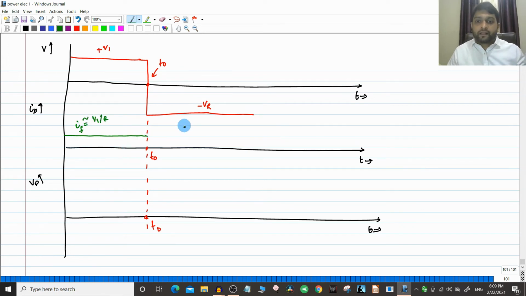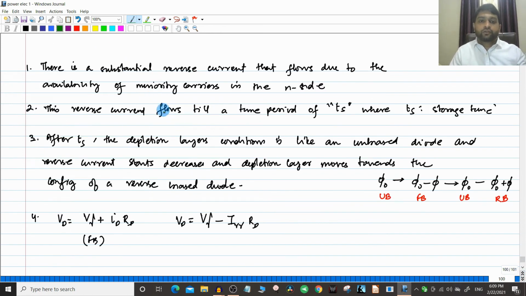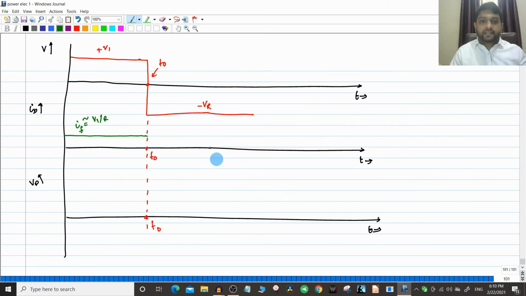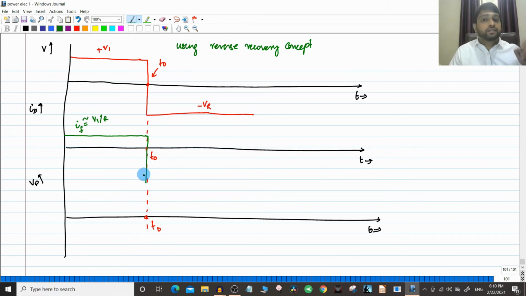Now you see, in the reverse bias condition, a large amount of reverse current is going to flow. Why? Because of the availability of minority carriers in the N side. So by using the reverse recovery concept, you can see that a large amount of current will suddenly flow in the reverse direction because of the minority carriers in the N side. This value will be considerable, a very high value like this. So this current is IRR, in the opposite direction.